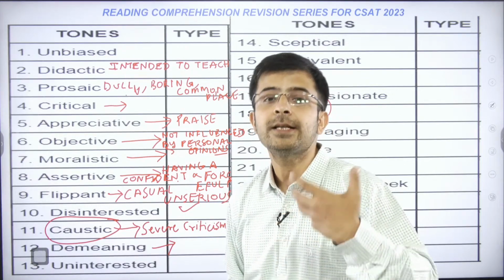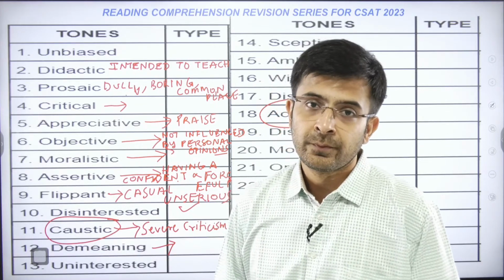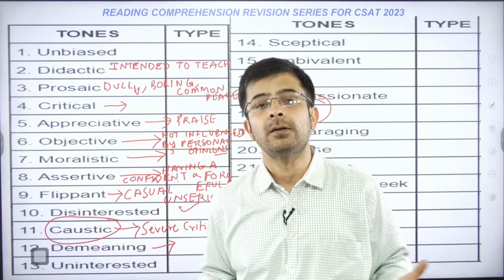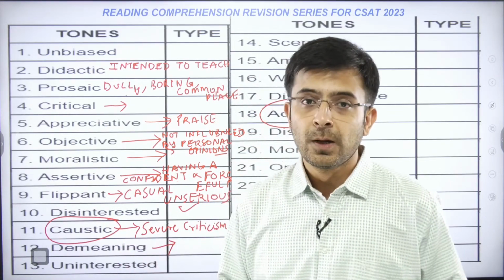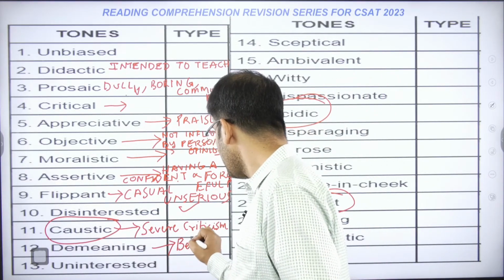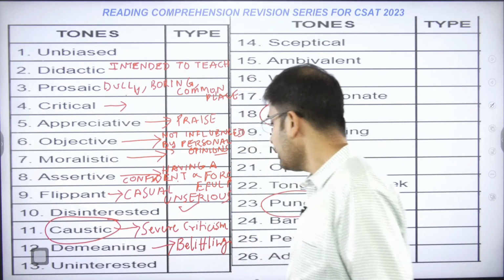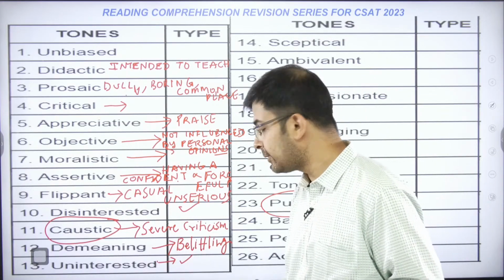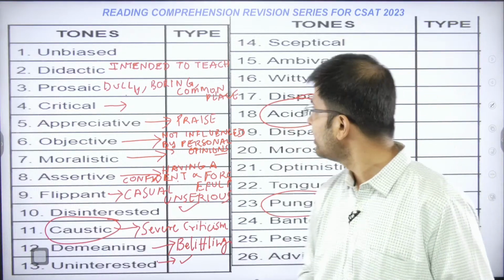Condescending. When you belittle someone, when you disrespect someone, and then attack their personal integrity or personal respect or honor, then you are being demeaning. You are belittling the person. Write this down here: belittling, B-E-L-I-T-T-L-I-N-G. Okay. Uninterested and disinterested we have discussed, so I wouldn't like to repeat that. You can just go back in the video. I think it's another 5-7 minutes ago that we did it.